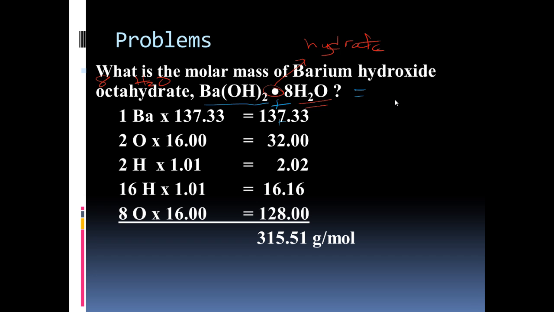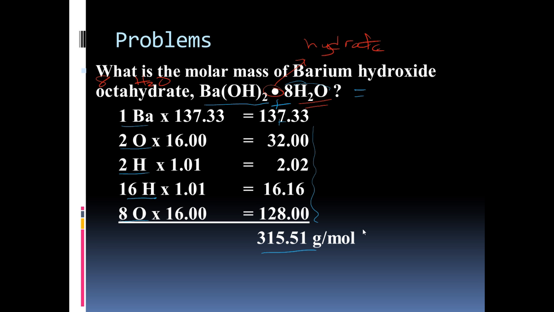So this is one way you could solve it, okay? You could do the barium, the oxygen, the hydrogen of the hydroxide, and you can distribute this 8. That would give you 16 hydrogens, and then the 8 also distributes on the oxygen, and then 8 oxygens that way. And you could add all those numbers up, and it would give you 315.51 grams per mole. So that is the correct answer.